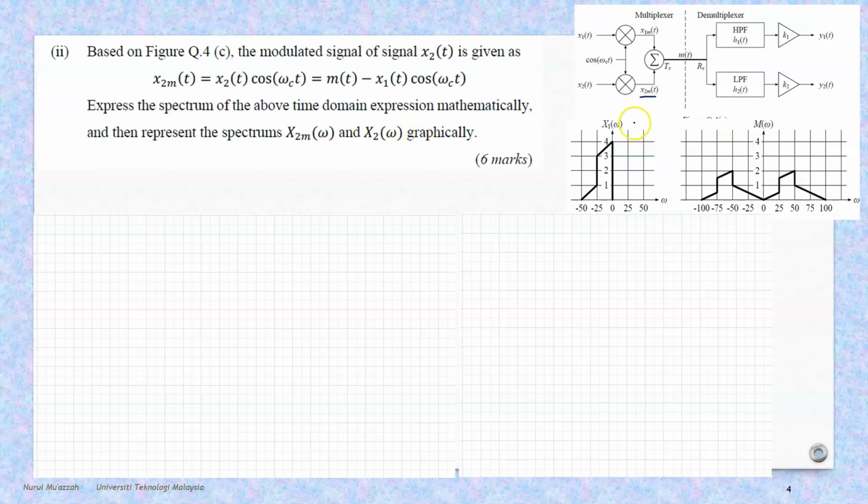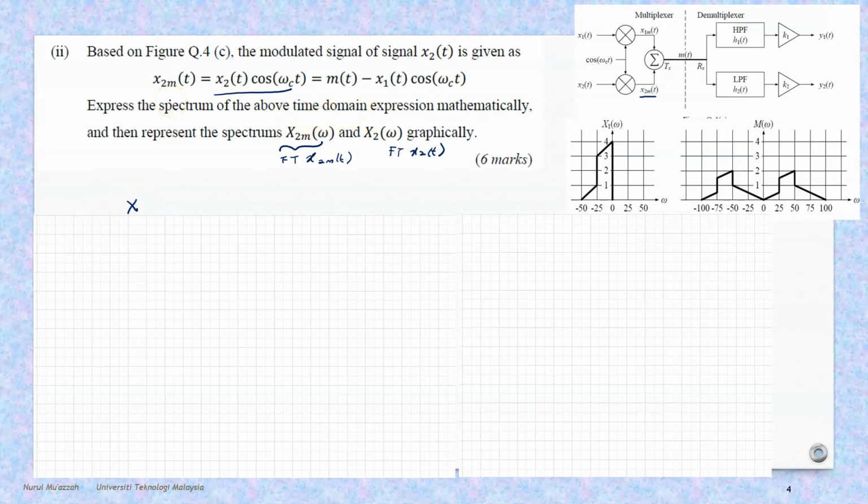Again, we need to make use of the information that are given here. So this one is the Fourier transform of x2m(t), and this one is the Fourier transform of x2(t). Now we need to express the spectrum of this time domain expression mathematically. So we just make use of the equation given here.